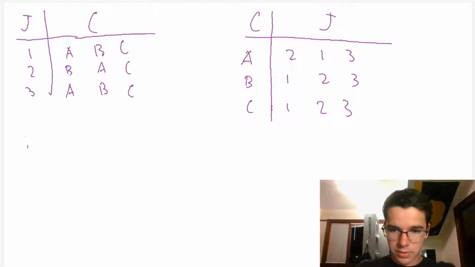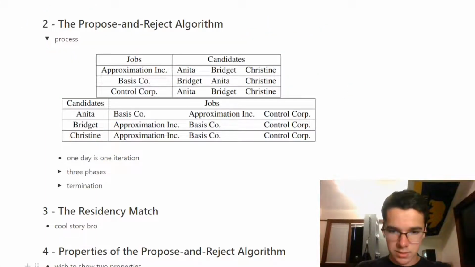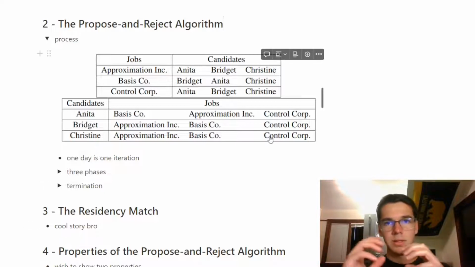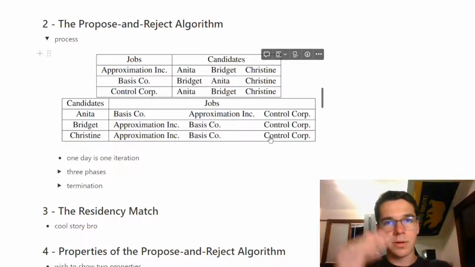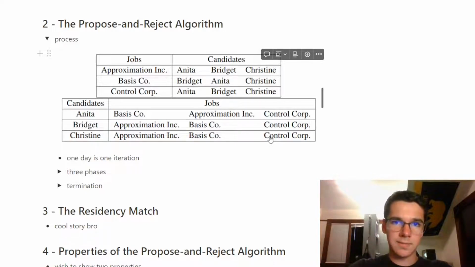So to briefly go over the actual steps of the propose and reject algorithm, again, there's the 3 phases in the one-day iteration. So in the morning, the jobs propose to all of their top-ranked candidates. Okay. In the afternoon, all of the candidates technically say maybe. Any candidate that received an offer says maybe. And if a candidate received multiple offers, then they reject the one that they ranked lower.